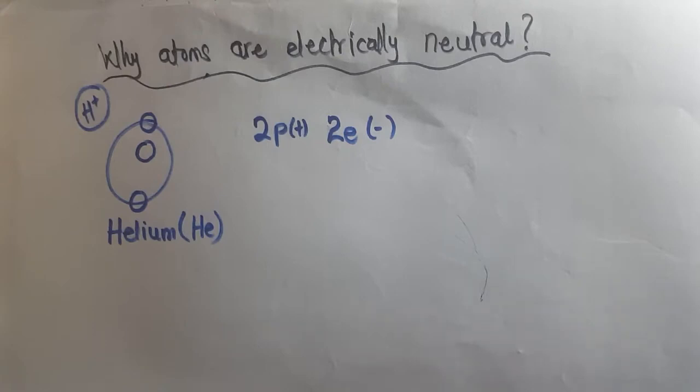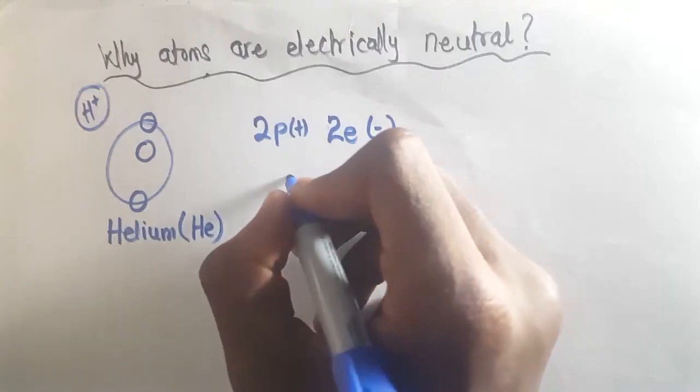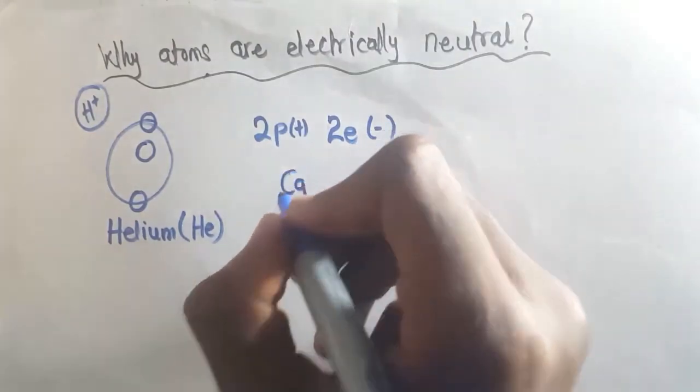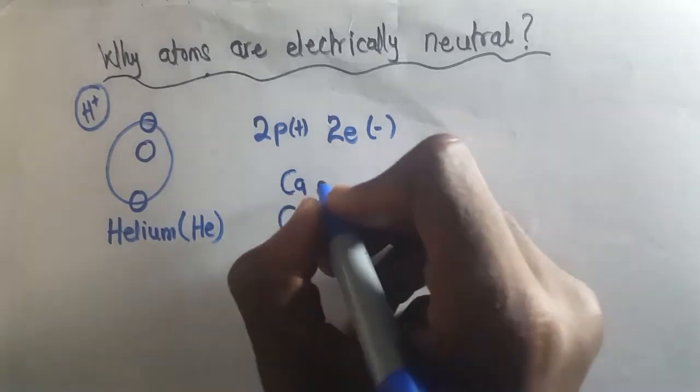Now I want us to look at something. We'll look at ions in detail, but I want us to look at how to determine the number of protons and electrons of both charged and neutral atoms. Let me write another example. We have calcium, and another calcium here, but this calcium has a charge of 2 plus.